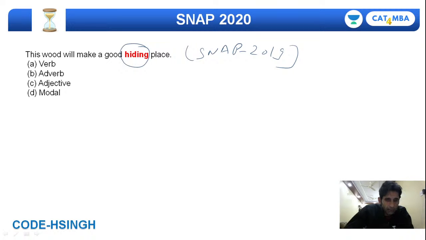Okay. So all of you have answered the question correctly. This is basically the present participle, the ing form of the verb acting as an adjective. So the answer is adjective, that is C option. Now, those of you who do not understand this concept, let me give you this hack.